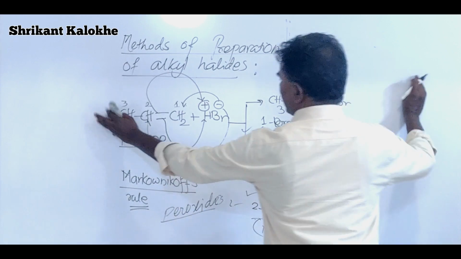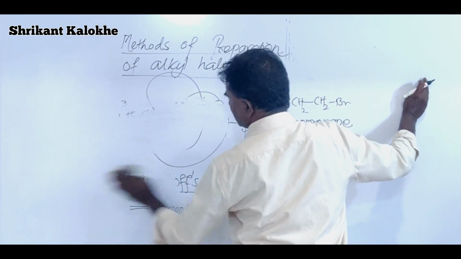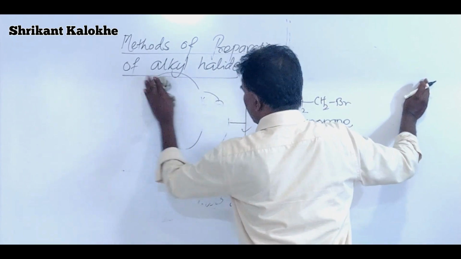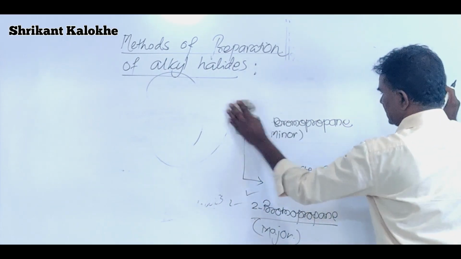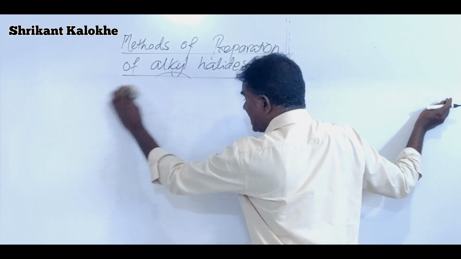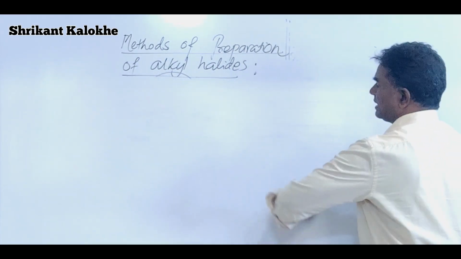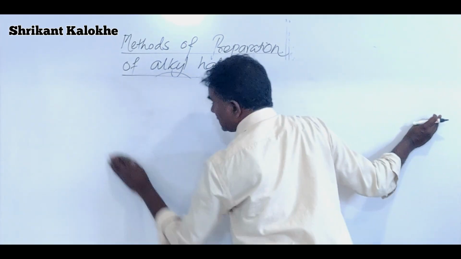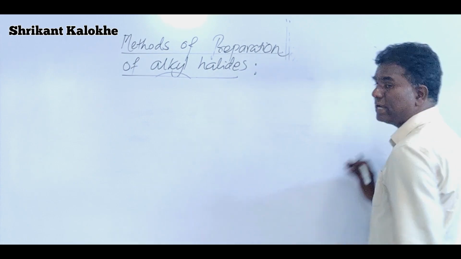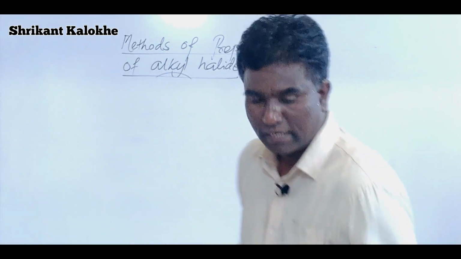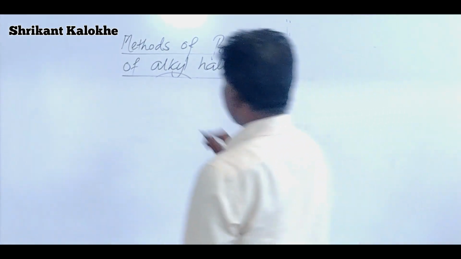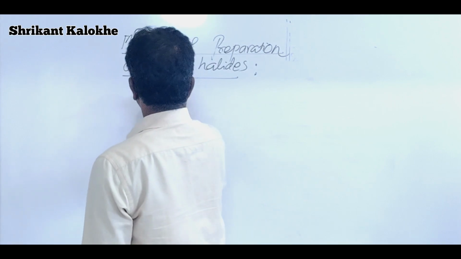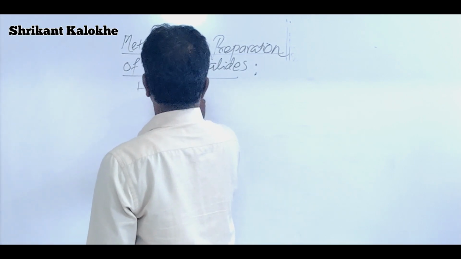So this was, I think, the third method of preparation from alkenes. This method of preparation of alkyl halide is not exactly the method of preparation of alkyl halide, but it is just conversion of one alkyl halide into another alkyl halide. Therefore, that method is known as halogen exchange method.